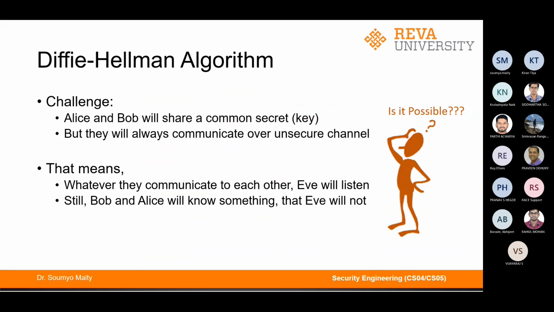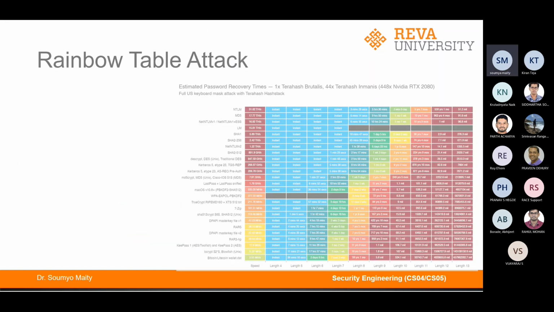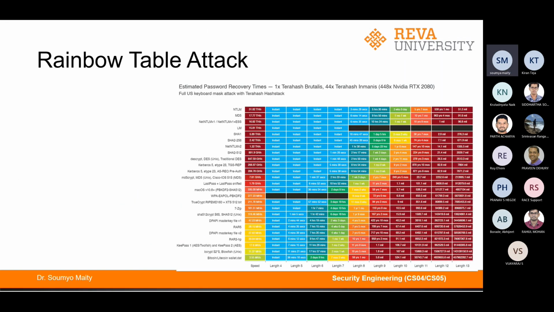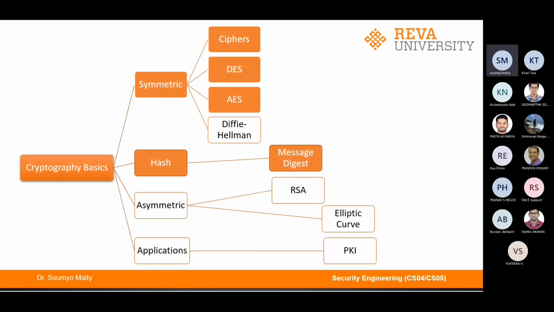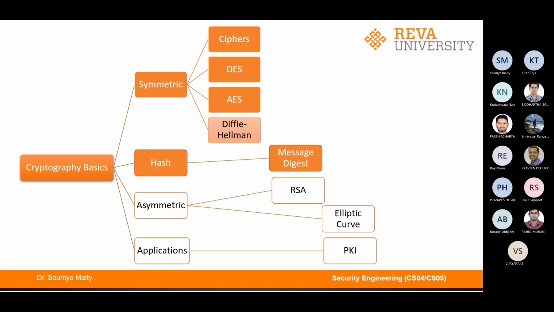Okay, now we are good with the hash, and we know the biggest attack that can happen with hash is the rainbow table, and how we can solve that rainbow table attack. We already covered the Diffie-Hellman algorithm last day, so we don't need to go into that.